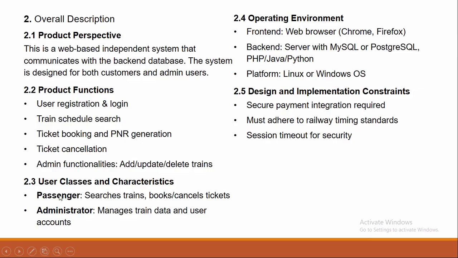For my railway reservation system, I require a passenger and an administrator. The passenger is going to search trains, and book and cancel tickets. Then what is the administrator role? Manages the train data and user accounts. Why am I going to write this? Using this, the code developer can easily write or implement the code.